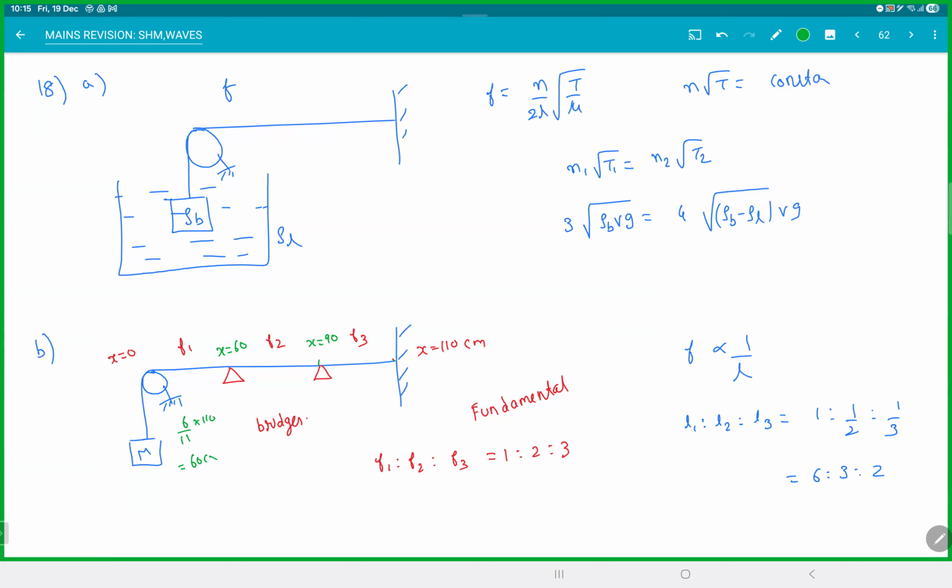Clear with this? So that's a good one. They can play like that. Position of the bridges. They don't ask you the length of strings. So people will write it as 60 and 30. So be careful.